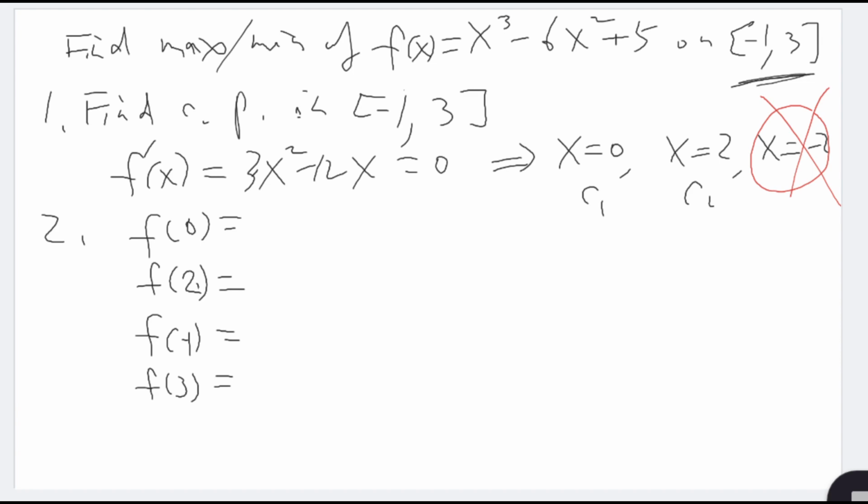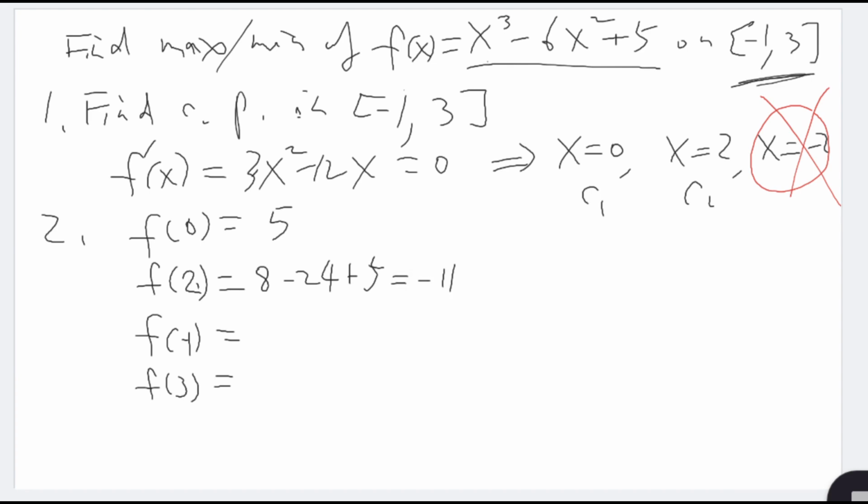So how do we do that? Basically, just plug in the x value for x here. For example, plug in 0 for x, that's 5. F at 0 is 5. F at 2, again, plug in 2 for x. This will be 8 minus 2 times 4, 24, plus 5. The value is -11.